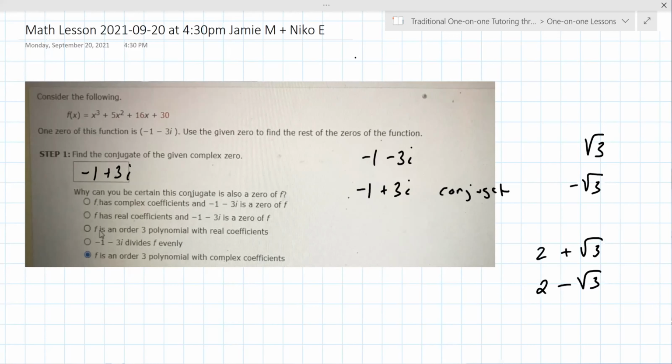Now, because it's an odd polynomial, it must cross at least once. It starts here and ends here, so it has to cross at least once. That means there's one real zero for sure. There could be 3, but because there are 2 complex roots, it only has 1. I don't know what it looks like, but it crosses somewhere. So what can you be certain of? This conjugate is also a zero of f if the original divides it evenly.